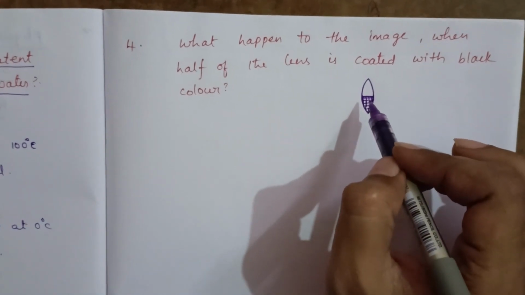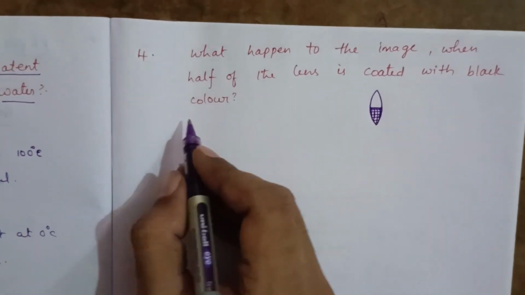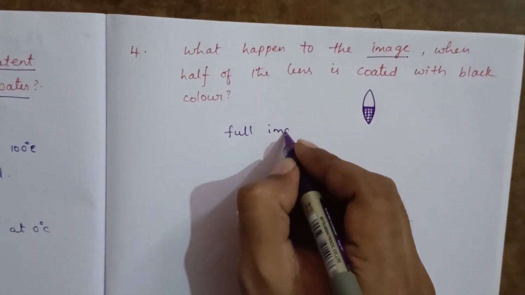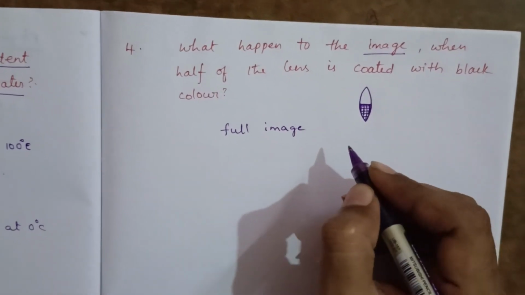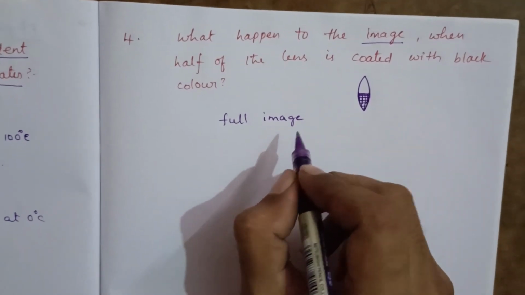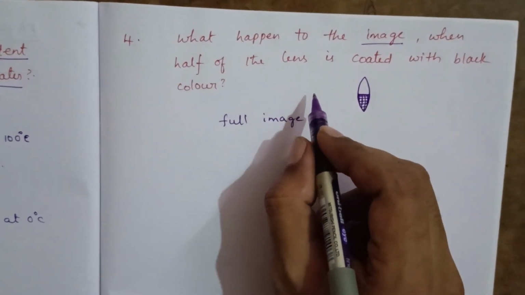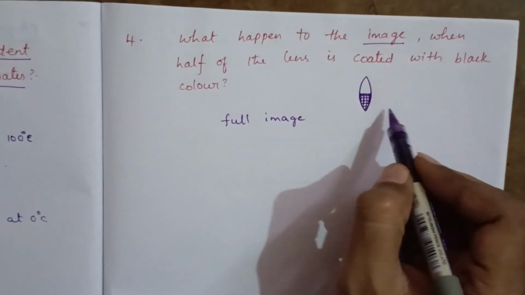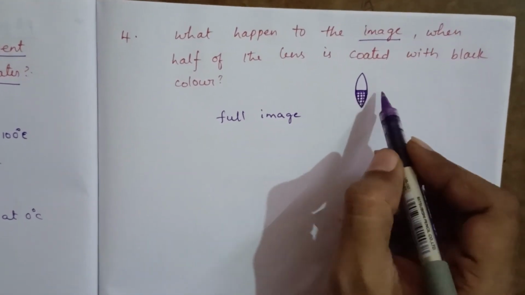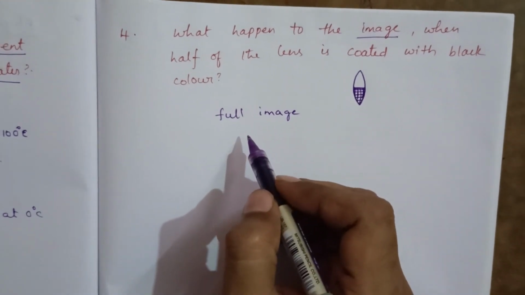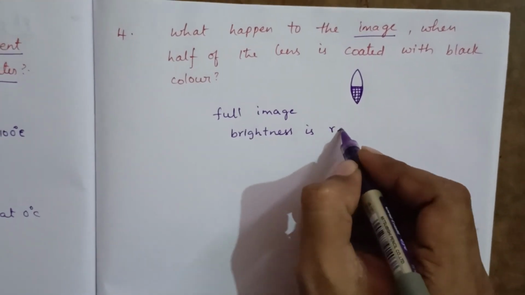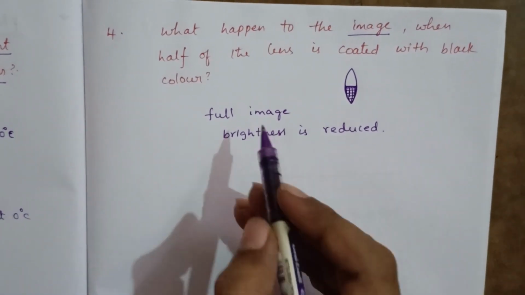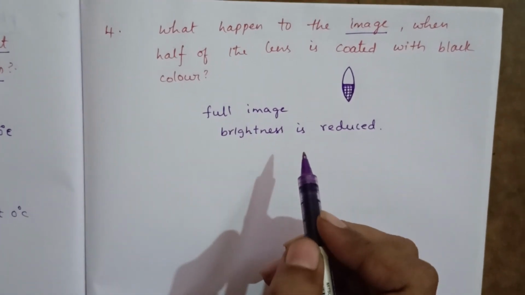Every part of the lens can form an image. So here, the full image we will get. Don't think of half an image. Whatever is standing here, that full image we will get, but the total light is not traveling. Half of the light is traveling, so brightness is reduced, but we will get the full image.